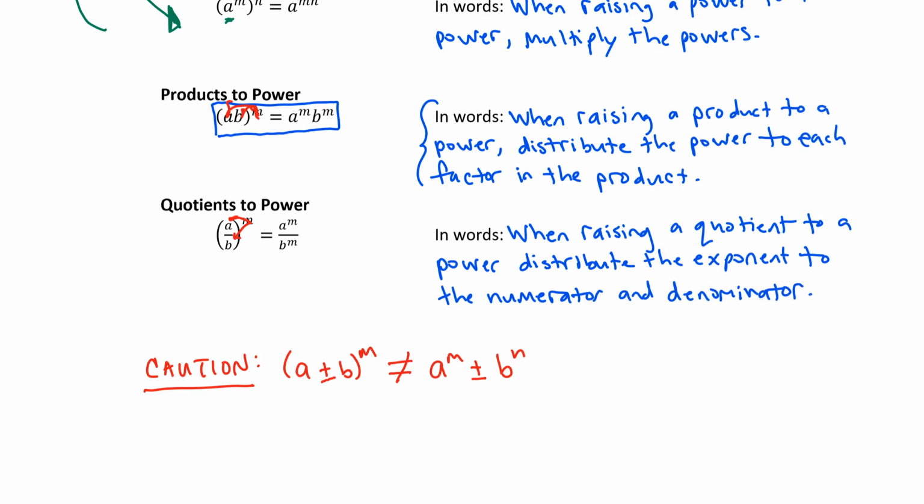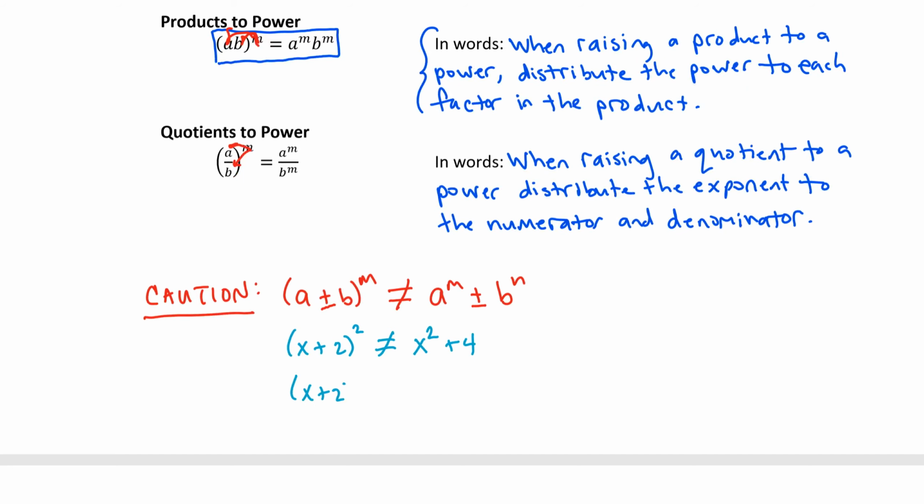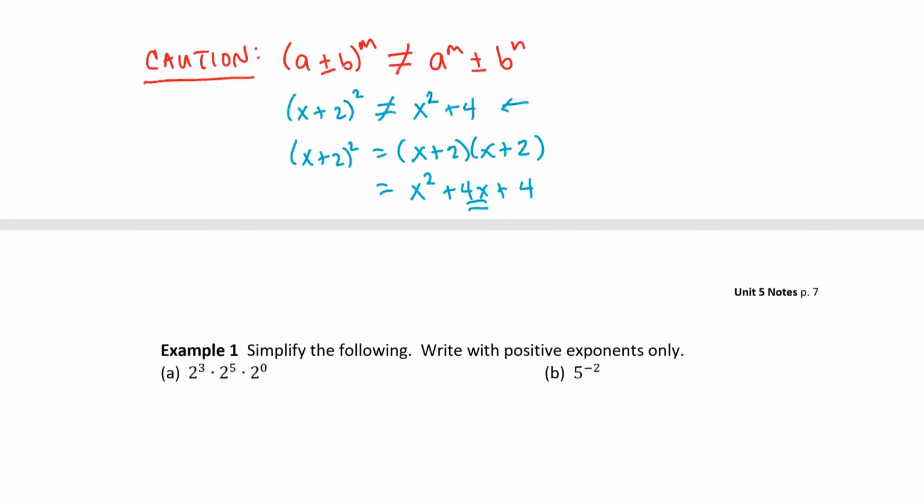A perfect example of this, if we look at (x + 2) squared, this is not equal to x squared plus 4, right? If we have (x + 2) squared, that would be evaluated as (x + 2) times (x + 2), and when we carry out and simplify the FOIL, we'd end up with x squared plus 4x plus 4. So notice whenever I distribute the exponent, I would be missing information. I'd be missing that middle term. So you can distribute an exponent across a product or a quotient, but not across a sum or a difference. So make sure you know that subtle little difference.